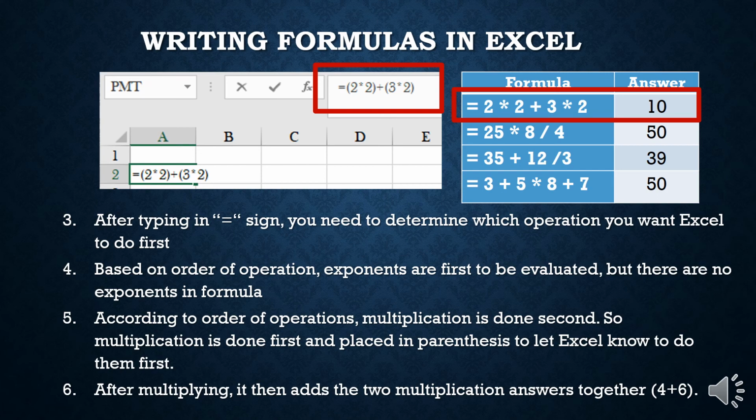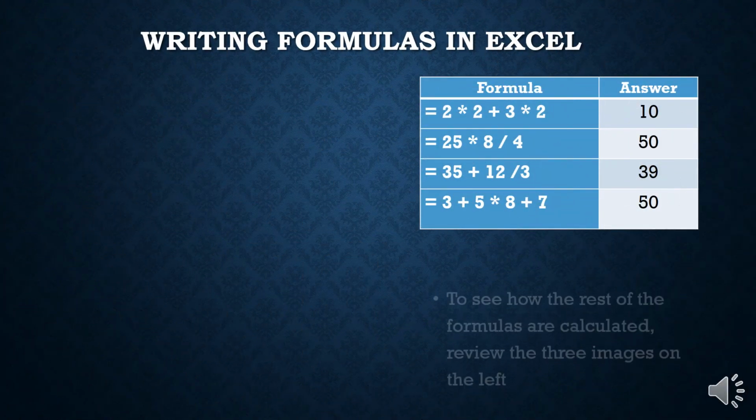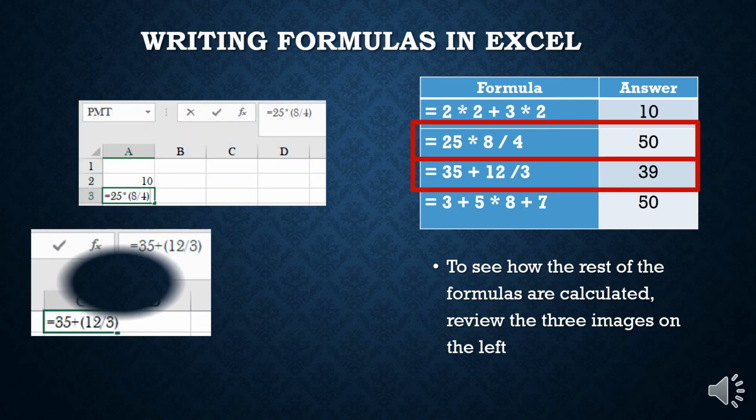So looking at the example, we wrote in our equal sign, and in parentheses we put 2 times 2 because we want Excel to do this step first. We also put in parentheses 3 times 2 because we want Excel to do this operation second. And then lastly, we have the plus sign so that Excel will add 4 plus 6 to get the answer 10. To see how the rest of the formulas are calculated, review the 3 images on the left.